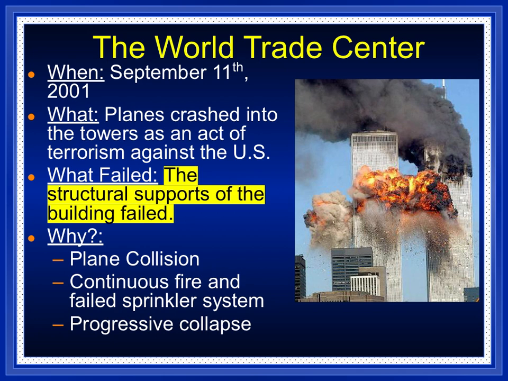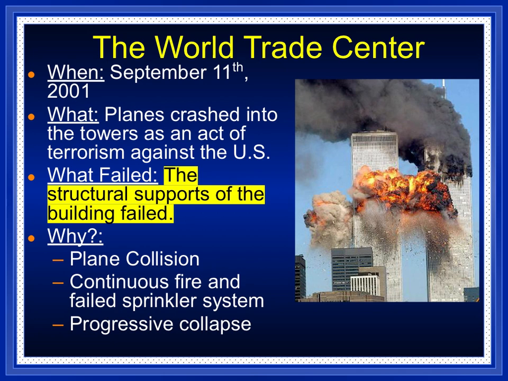When? This took place on September 11th, 2001. What happened? Planes crashed into the towers as an act of terrorism against the U.S. What failed? The structural supports of the building failed. Why? Plane collision, continuous fire and failed sprinkler system, progressive collapse. So when the planes flew into the World Trade Center, the structural supports that hold the building up failed.